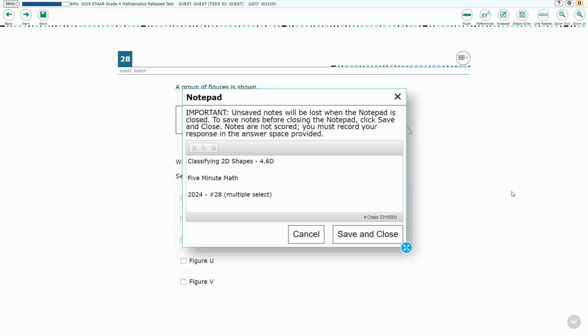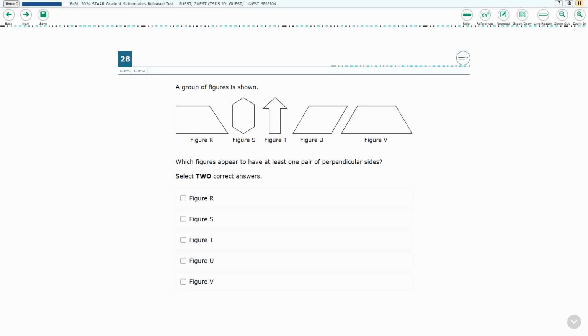Today we are looking at the fourth grade concept of classifying two-dimensional shapes. This is standard 4.6D in the great state of Texas, and we are using item number 28 of the 2024 released STAAR test. This is a new item type called multiple select, and if you haven't done so already, please go ahead and take a moment to pause the video, work this problem out on your own, unpause it, and we will look at our answers together.